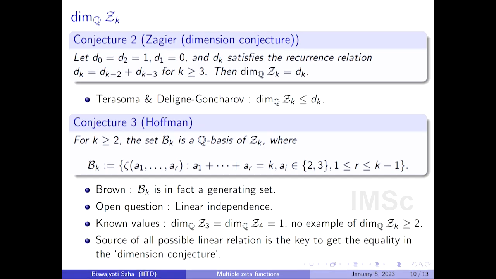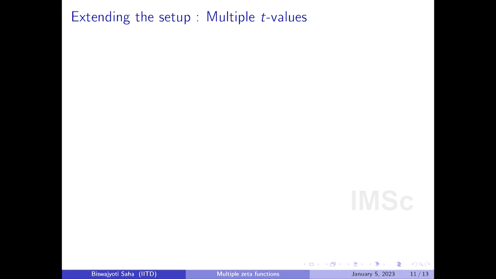The way to understand them is to understand the source of all possible linear relations. Once we understand that, then we might get an equality in this dimension conjecture. Okay, but again, that's a conjecture by Ihara, Kaneko and Zagier. For the interest of time, I will skip that, and I will try to just explain, for the last couple of minutes, an extended setup.